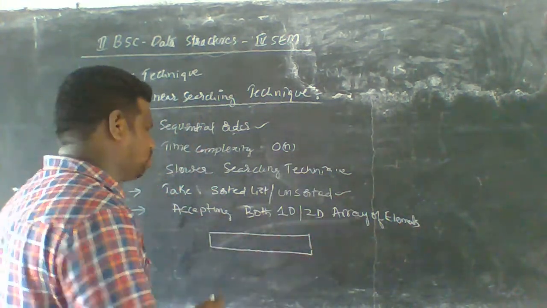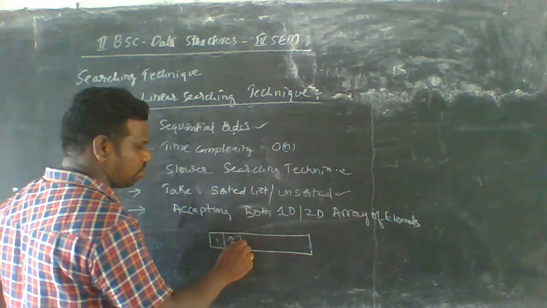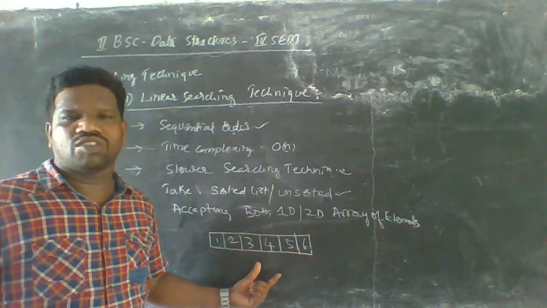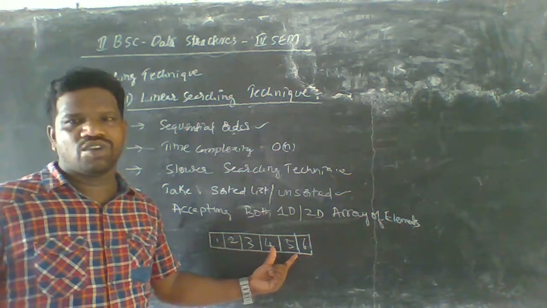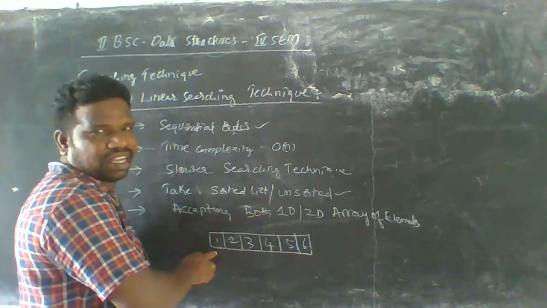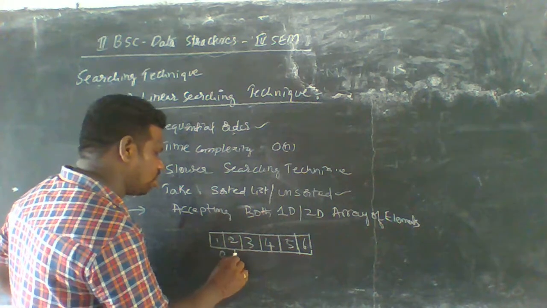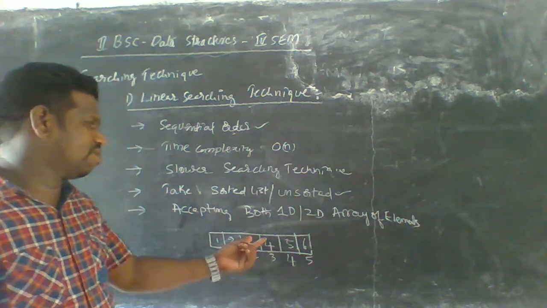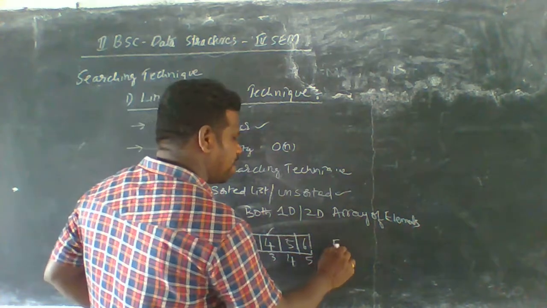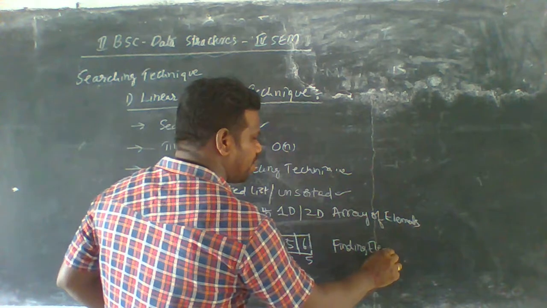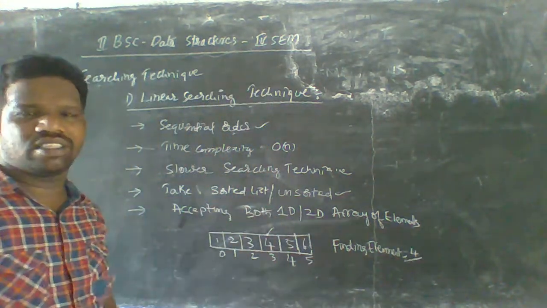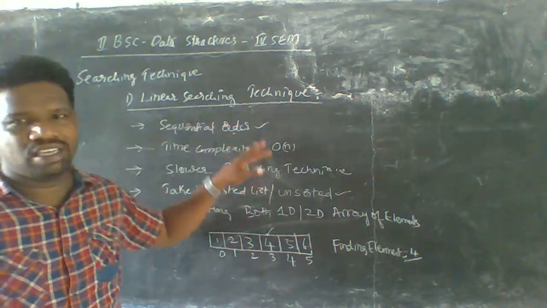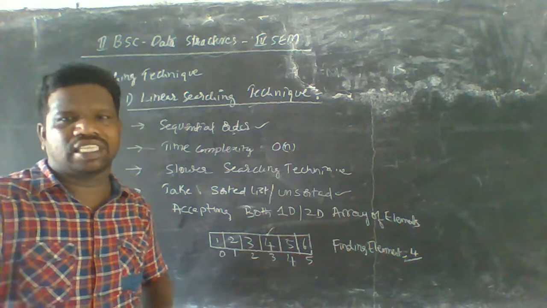First, the given elements are in sequential order: 2, 3, 4, 5, 6. This is called a sorted list. In this sorted list we have arranged six elements. This is a one dimensional array, and the array index starts from 0, 1, 2, 3, 4, 5. If we want to find the element 4, our needed element will be 4. I want to find this element in the array using the searching technique. The searching always starts from the first index, that is index 0.